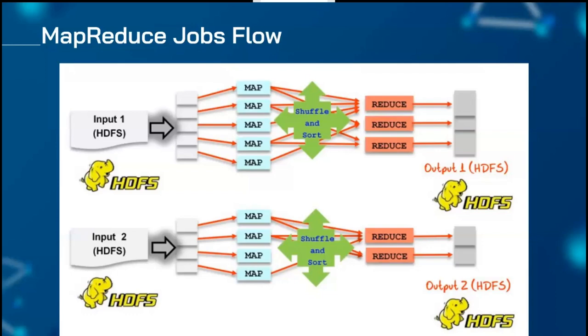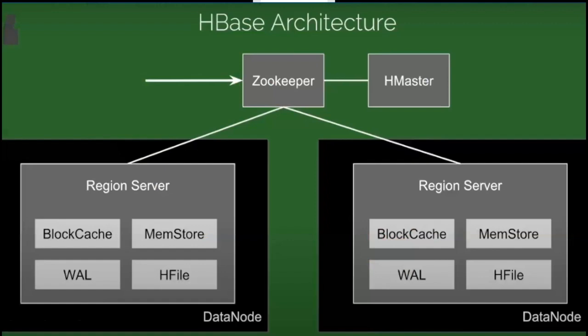All right, let's move to HBase. Apache HBase is a Hadoop ecosystem component, which is a distributed database designed to store structured data in tables. HBase is scalable and distributed, and is built on top of HDFS. It provides real-time access to read or write data in HDFS.